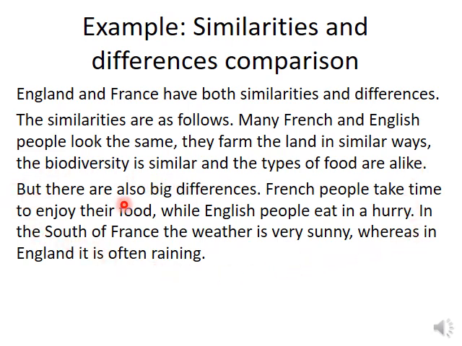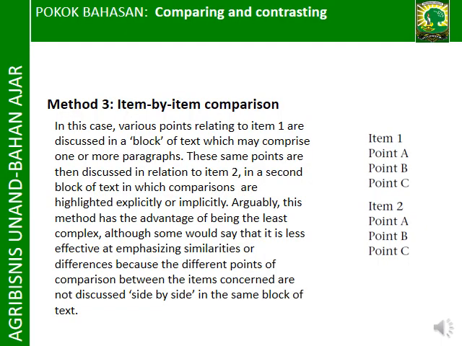The second section explains the differences. There are also big differences. And here we use phrases like this: while. We make a point about French people, and then we contrast it with English people. And we do the same with the weather. In France, the weather is very sunny, whereas in England, it is often rainy.